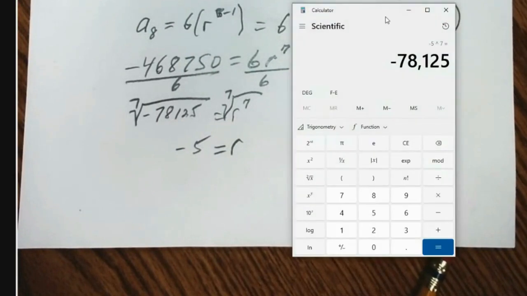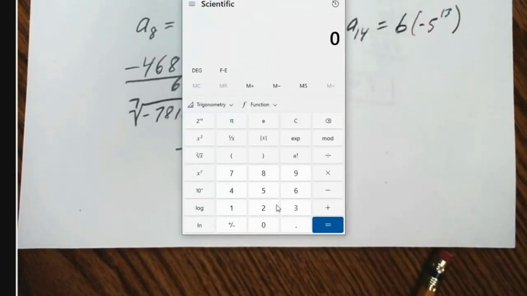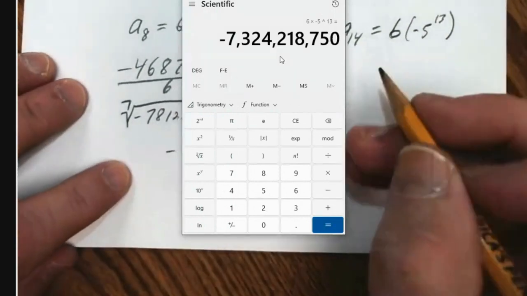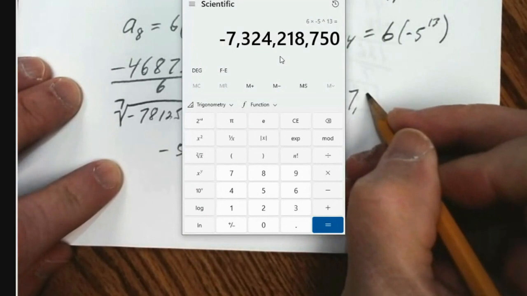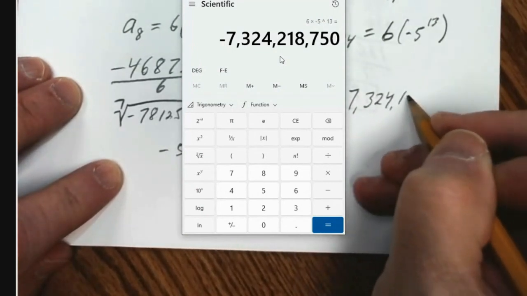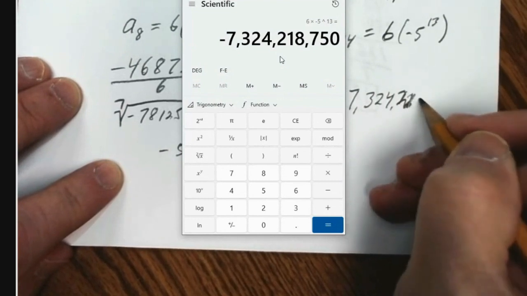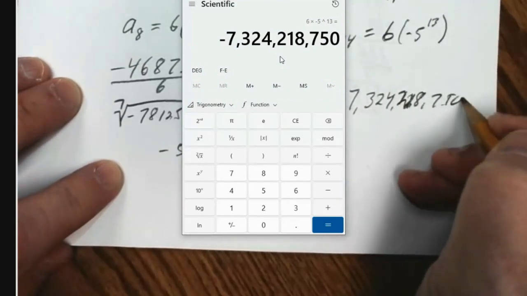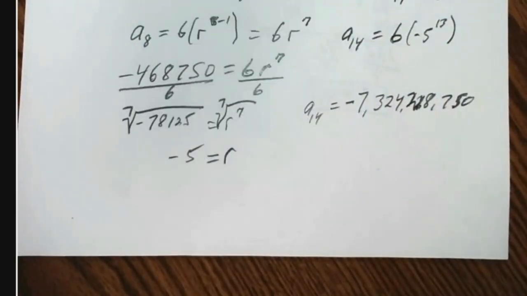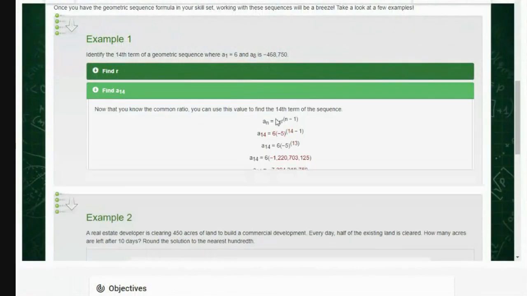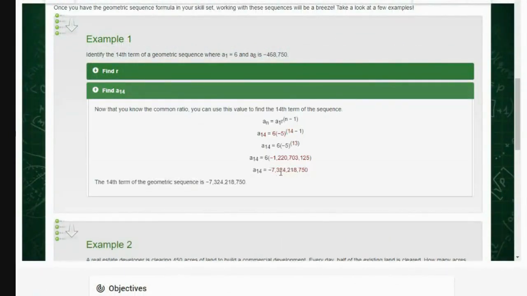Let's bring that calculator back up. 6 times negative 5 raised to the 13th power. Woo, it's a big number, huh? Or actually a very small number because it's negative. Negative 7,324,218,750. Let's check how they did and see if we got the same answer. A14, negative 7,324,218,750.